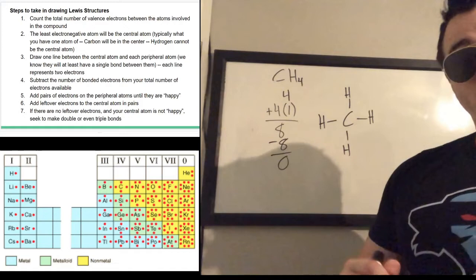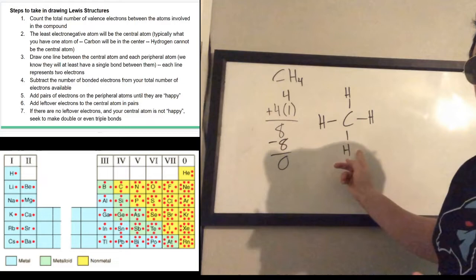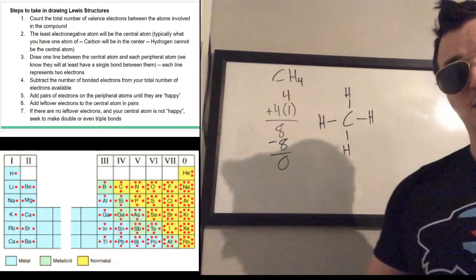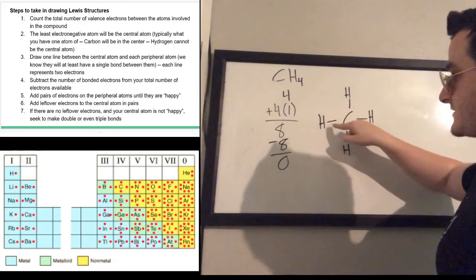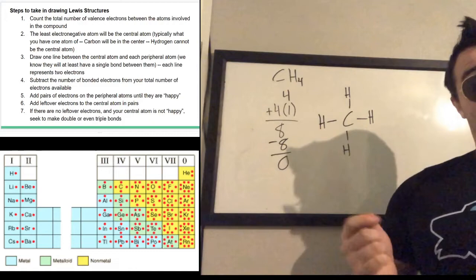My hydrogens only want two electrons. So if they've got a line coming out of them, they're good to go. Carbon wants to have eight electrons. Remember, he only started with four, but how many does he have now? Well, he's got four lines coming out of him, and each line represents two electrons. Four times two, carbon has eight electrons and is happy.